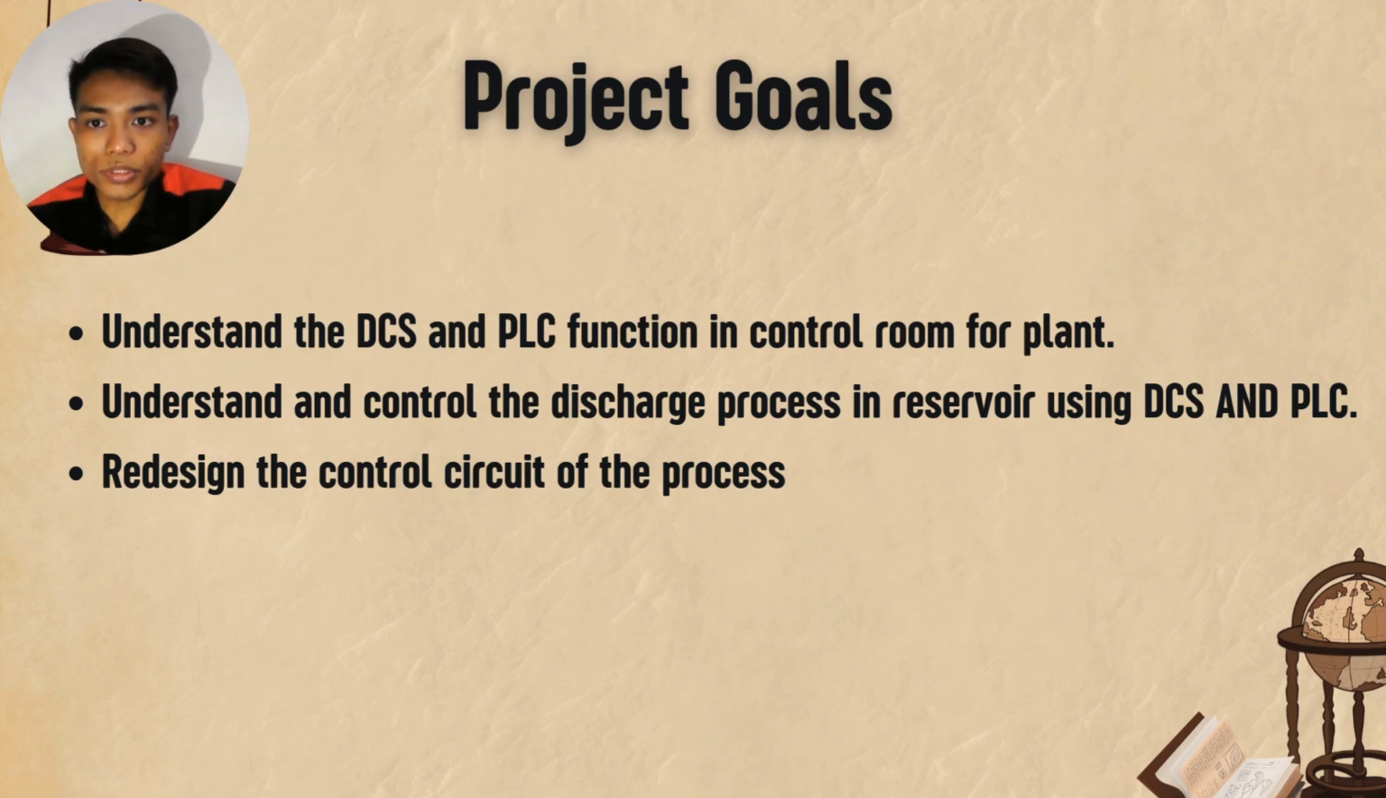Okay, for the project goals: understand the DCS and PLC functions in the control room for the plant, understand and control the discharge process in the reservoir using DCS and PLC, and redesign the control circuit of the process.